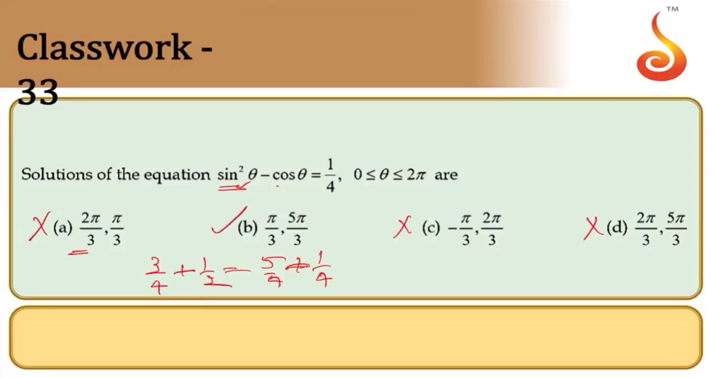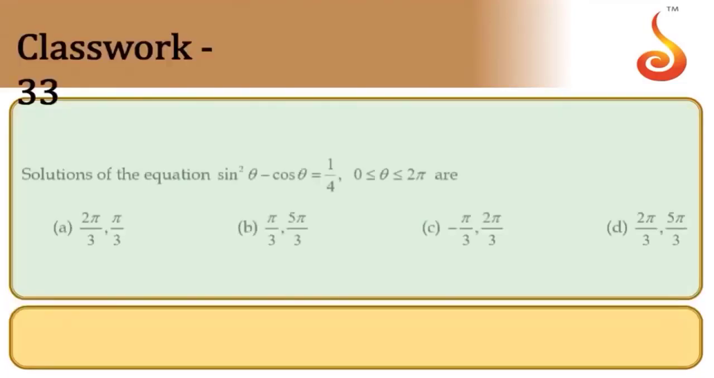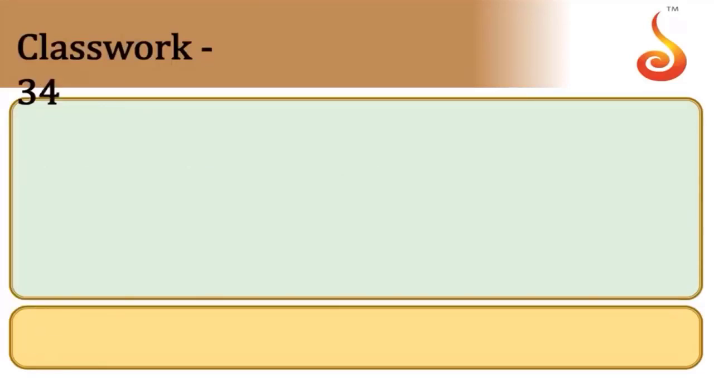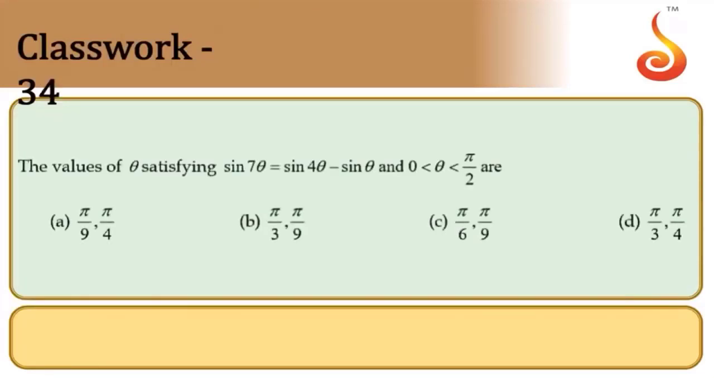So you can rule out this one and you can rule out these solutions. The answer is supposed to be equal to 1, which satisfies the given solution for the problem. So B is the required answer. Let me consider the next one, 34.